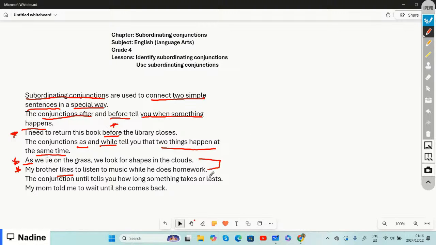So if we look at these two sentences, they show us the conjunctions as and while. And it basically just shows that two things happen at the same time. He listens to music while he's doing homework. They're lying on the grass and watching the clouds. So it means that two things are happening at the same time.